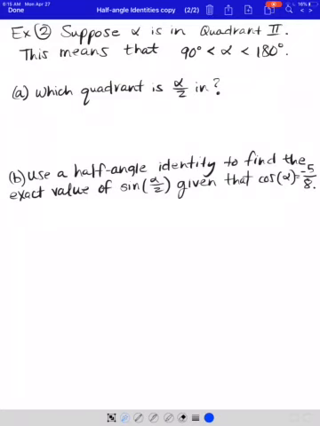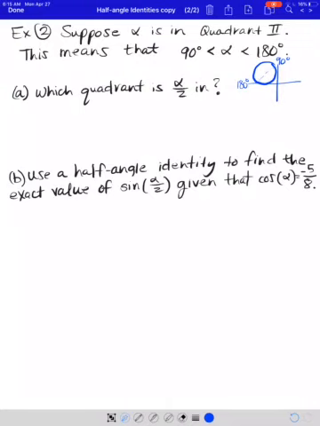All right, let's take a look at another example. Example 2. Suppose alpha is in quadrant 2, and this means that alpha is between 90 degrees and 180 degrees. If I were to draw a picture of this, here's 90 degrees, here's 180 degrees, and of course this is quadrant 2, and so we're just saying alpha is somewhere within this quadrant. And part A asks us, what quadrant is alpha over 2 in?